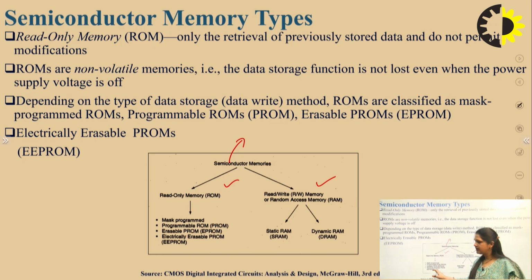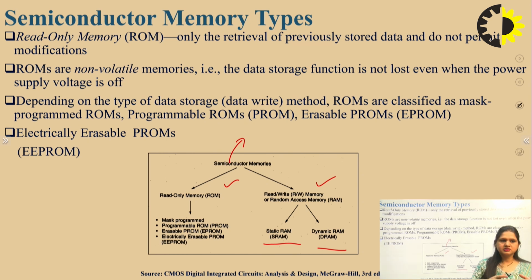Further, non-volatile memory can be classified into mask programmed ROM, programmable ROM, and erasable programmable ROM, meaning we can program also. Although it is known as read-only memory, we can write one time and read that information indefinitely, but there is an option to program the ROM also. These are the categories: erasable programmable ROM, electrically erasable programmable ROM, and in the case of random access memory, there are two broad categories: static RAM and dynamic RAM.